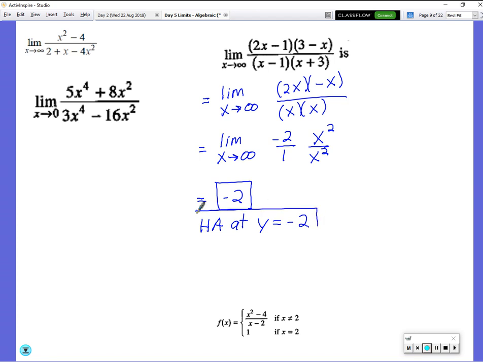And I strongly recommend that you remember by writing that when x is approaching infinity, we're finding a horizontal asymptote. So this doesn't show up in the answers or anything, but I would write that.